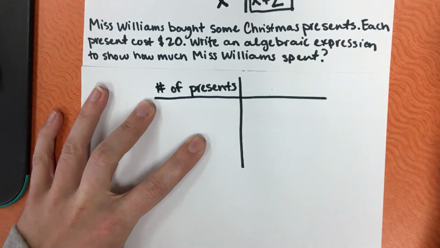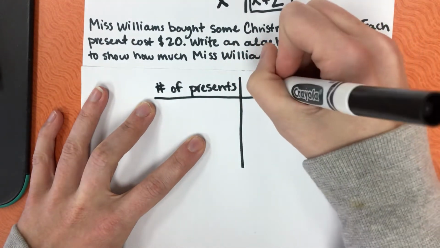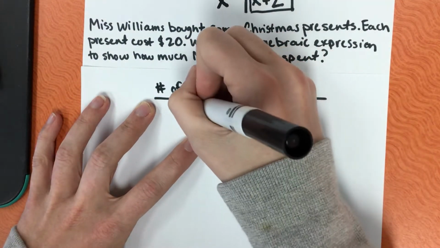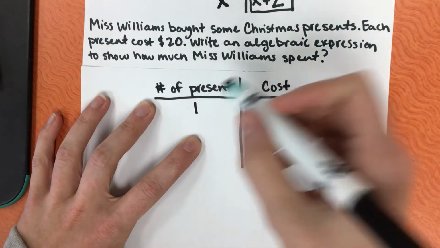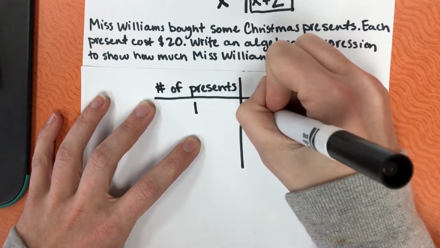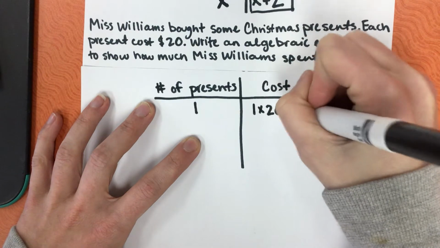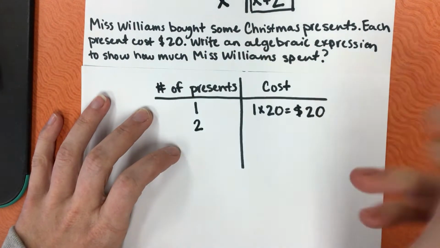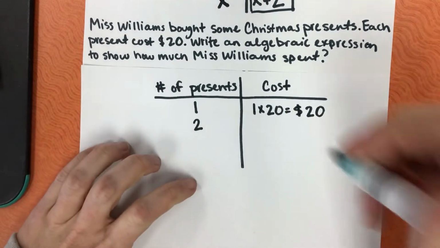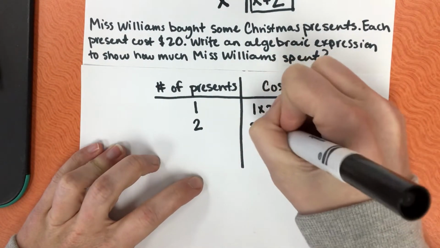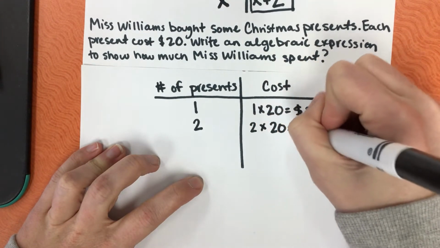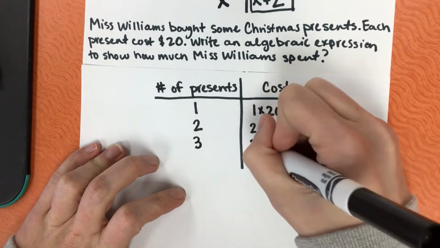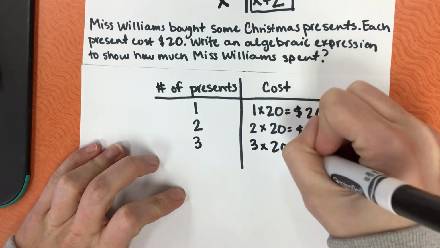And the other side of the table is going to be my cost. How much did I spend? Okay, so if I bought one Christmas present, that Christmas present is going to cost $20. Let's say that I go out and buy 2 Christmas presents. Each Christmas present costs $20, so I'm going to take 2 times 20 to know that I spent $40. If I bought 3 Christmas presents, 3 presents times 20 is $60.